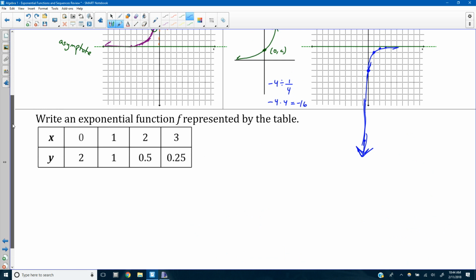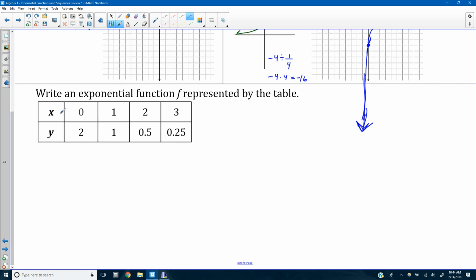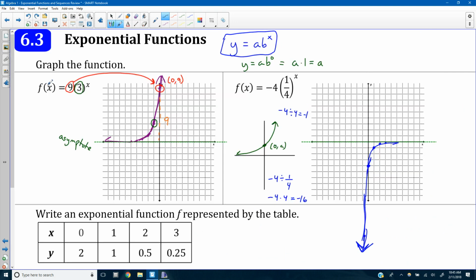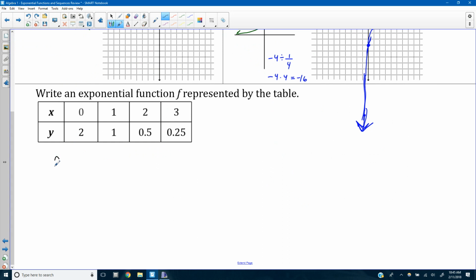Okay, write an exponential function f represented by the table, x and y. Now function f, they're referring to the same thing you saw up here, f of x. I even said y for these because y and f of x are both the same thing. So f of x equals. So what we're going to do is come up with an exponential function that looks like this.